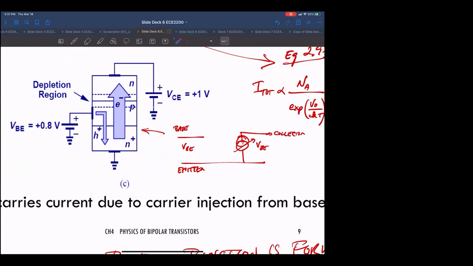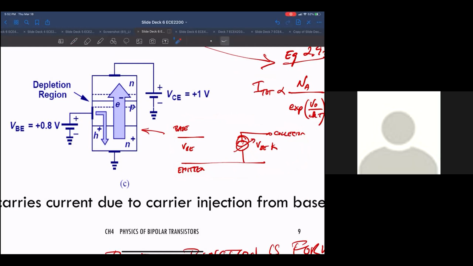So basically, this base emitter voltage is controlling a current from the collector to the emitter. If you look at it from a circuit standpoint, this is kind of what we wanted to get. Does that make sense?